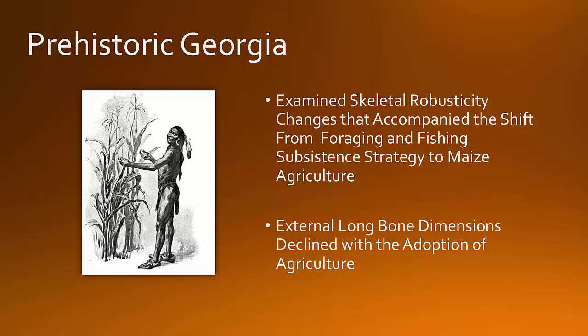Now, if we look at prehistoric Georgia Native American populations, we have an investigation by Ruff and Larson in 1990 that examines skeletal robusticity changes that accompanied the shift from foraging and fishing subsistence strategies to one of maize agriculture. It was found that the external long bone dimensions of both males and females declined with the adoption of agriculture. This example provided further evidence to support the gracilization trend.